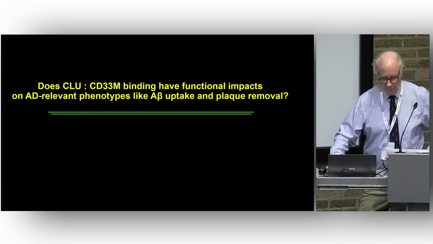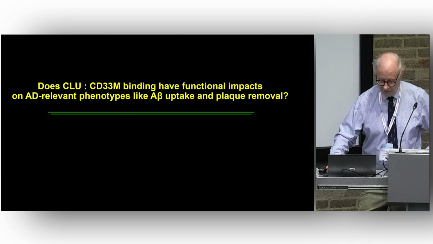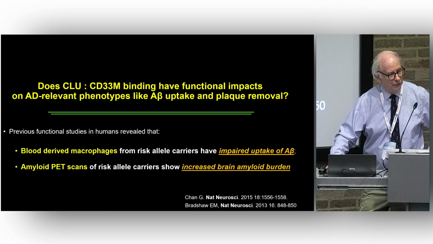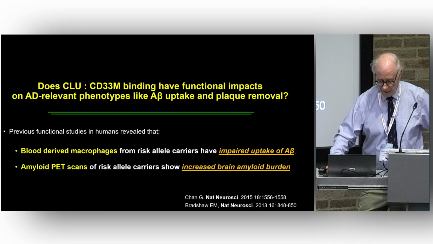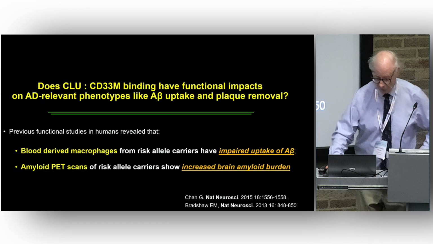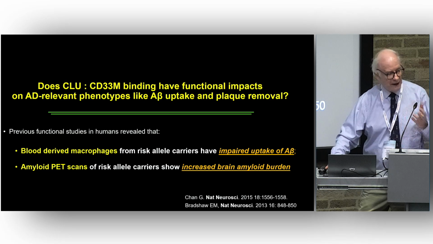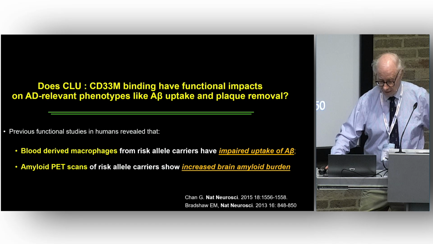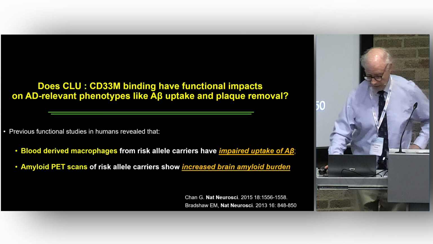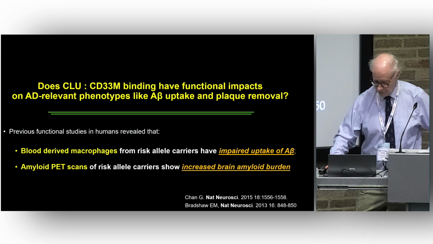So the final question that we wanted to ask was, does clusterin and CD33M binding have a functional impact on AD-relevant phenotypes like A-beta uptake and amyloid plaque removal? And again, I remind you that Betsy Bradshaw and colleagues and others had shown that peripheral blood mononuclear cells from risk allele carriers have an impaired uptake of A-beta, and PET scans done on those same individuals showed an increased brain amyloid burden, indicating, as I said previously, that CD33M has some role in the phagocytosis of A-beta and possibly other potential ligands as well.